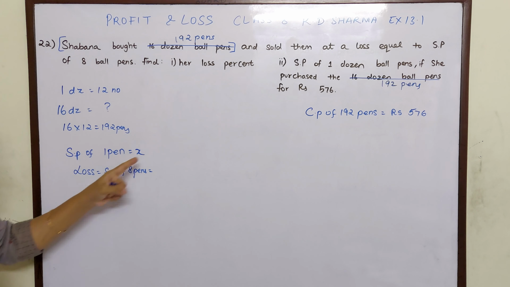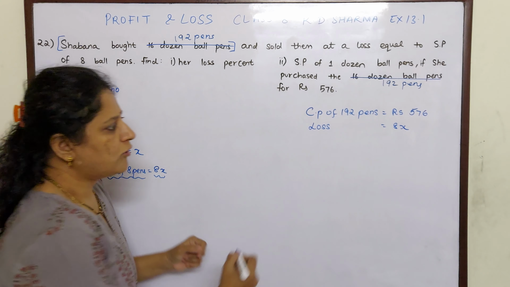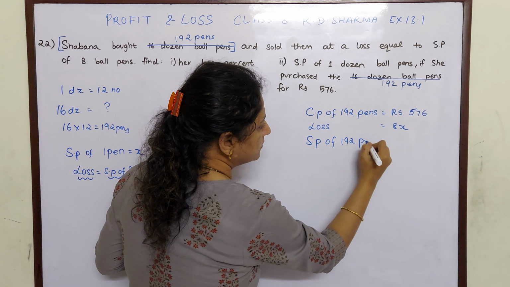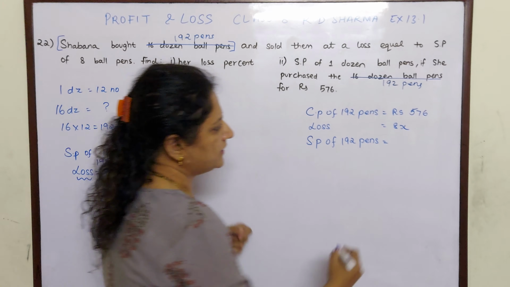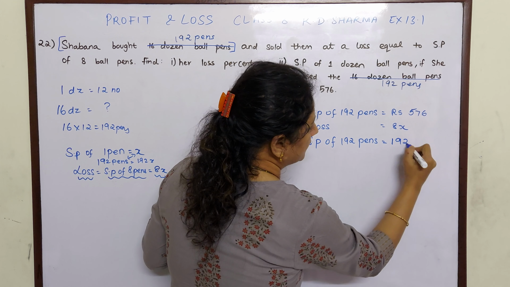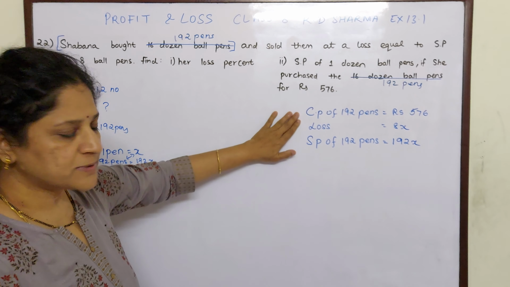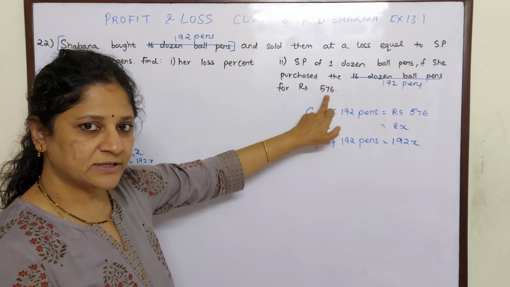Now if the cost price of 192 pens is 576, what will be the selling price of 192 pens, children? We have assumed selling price of 1 pen to be X. So the selling price of 192 pens will be 192X, just a case of cross multiply. So selling price of 192 pens will be 192X. Now here we have got all the information, children. Cost price of 192 pens, that is 16 dozen ball pens, is 576.